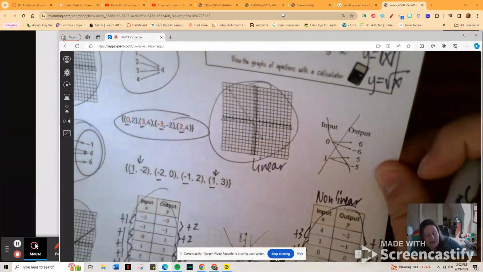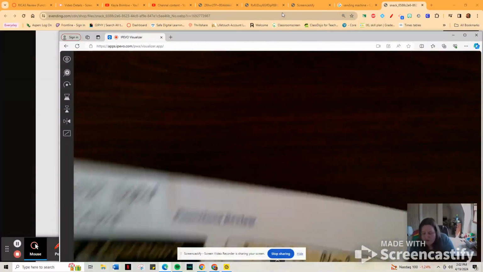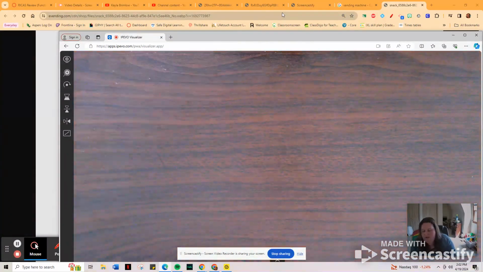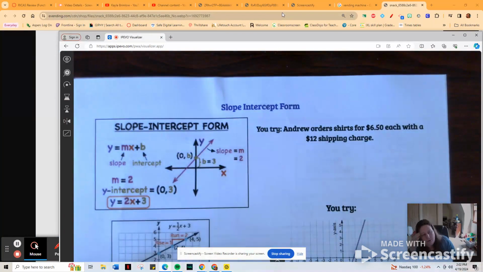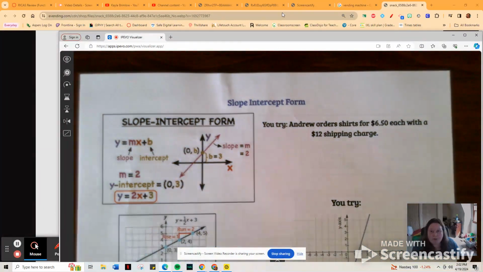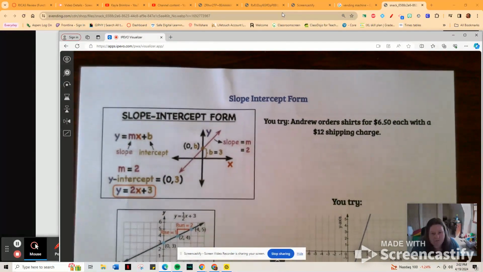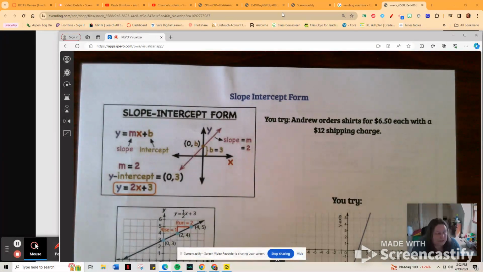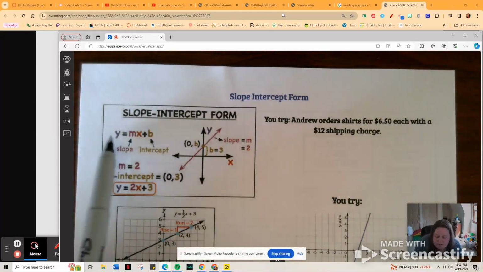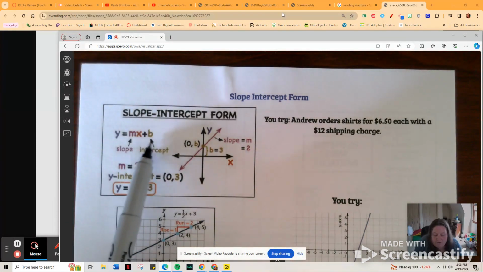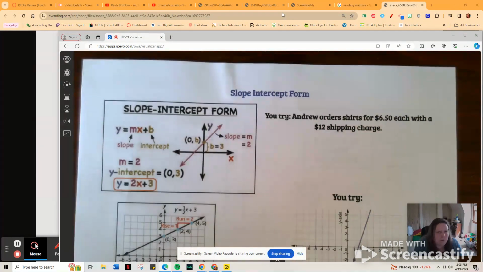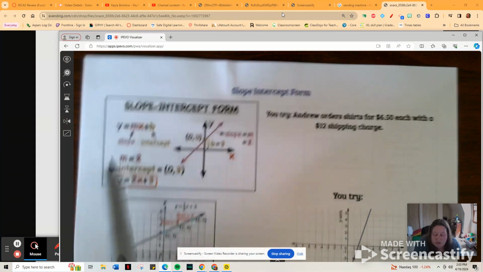Okay. So now we are going to dive into our linear functions a little bit more, looking at slope-intercept form. So slope-intercept form is a way to represent linear functions or linear equations. It's the same thing. So in slope-intercept form, we use the formula y equals mx plus b, where m is the slope and b is the y-intercept.